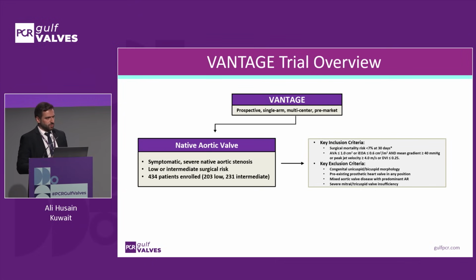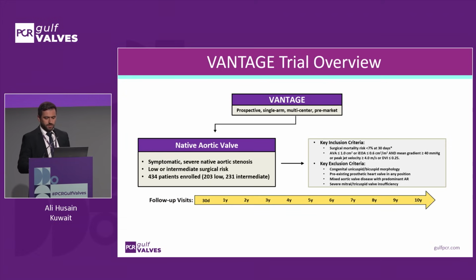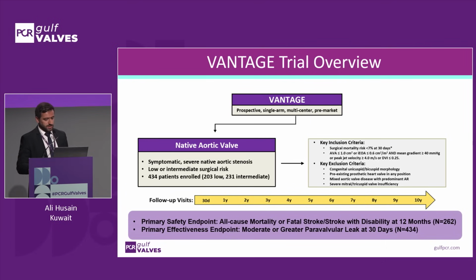Patients with bicuspid morphology, patients with a prior prosthetic heart valve, mixed aortic valve disease where the regurgitation is the predominant pathology, or patients with severe MR or severe TR were excluded from the Vantage trial. They followed up patients at different time intervals, at 30 days and 1 year, and this is what we're going to present today. But the plan is to keep following up those patients up to 10 years. So the goal is to have long-term follow-up for those patients as well.